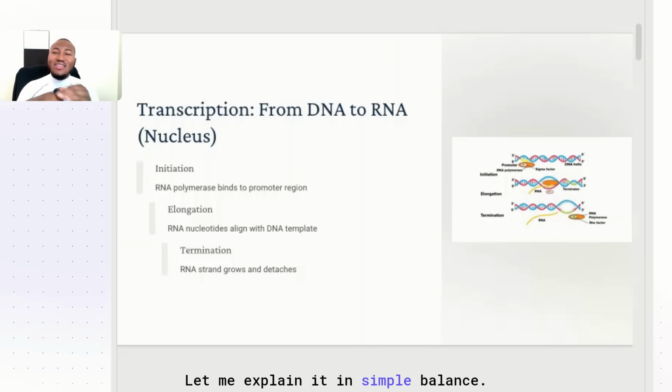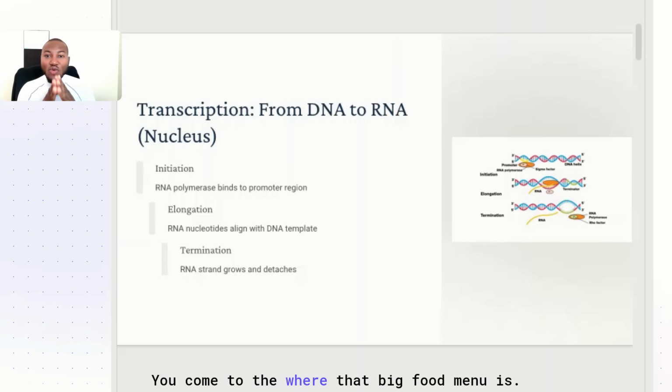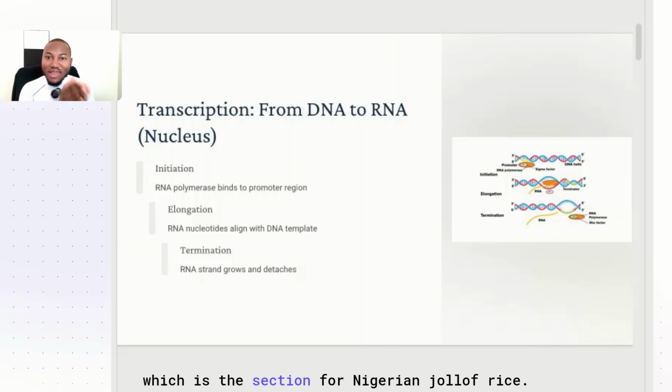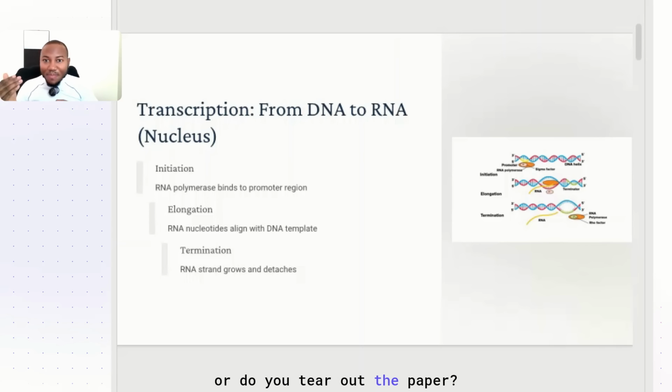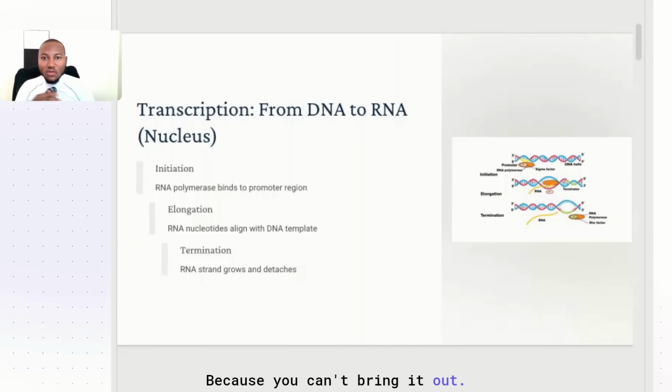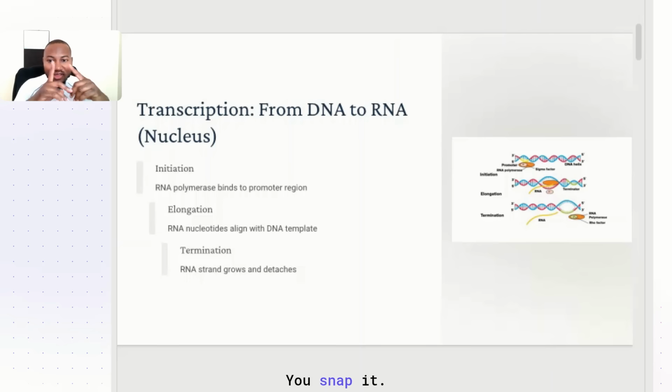Let me explain it in simple parlance. You come to where that big food menu is. You go to the gene, which is the section for Nigerian jollof rice. Do you carry or do you tear out the paper? No. What do you do? You snap it, because you can't bring it out. You snap it. That is replication. You snap it.